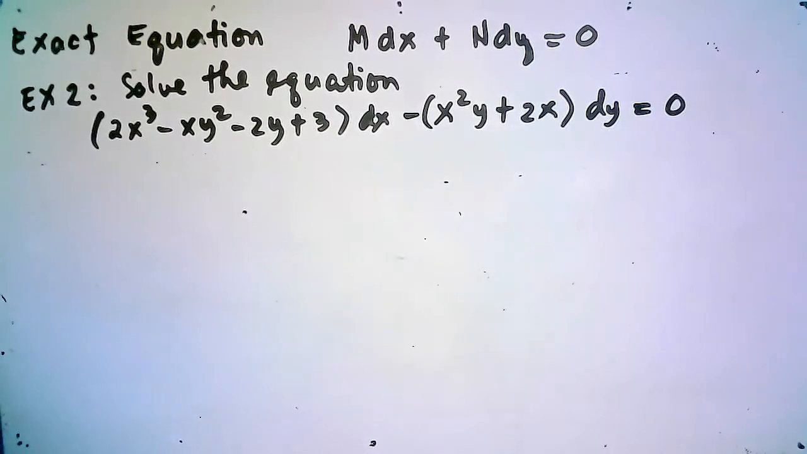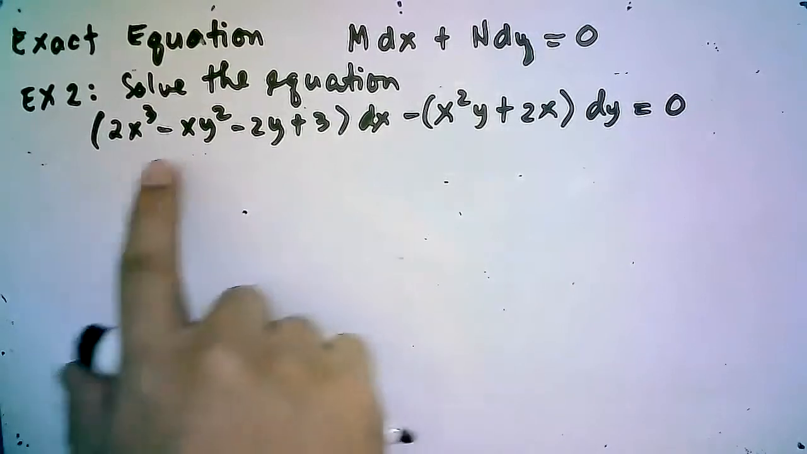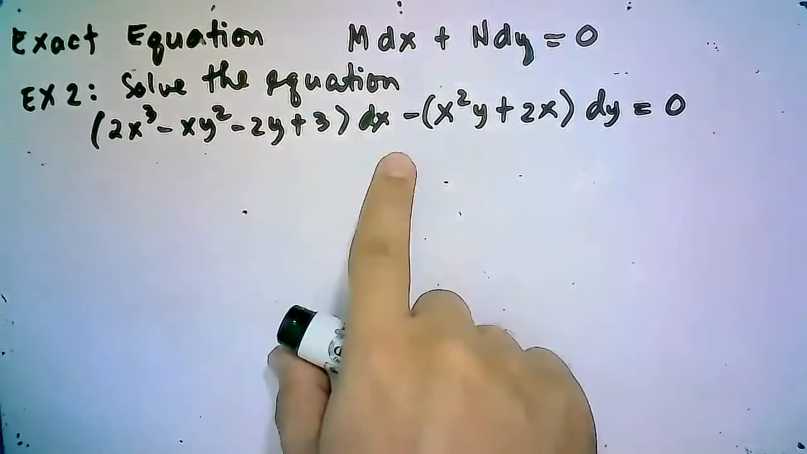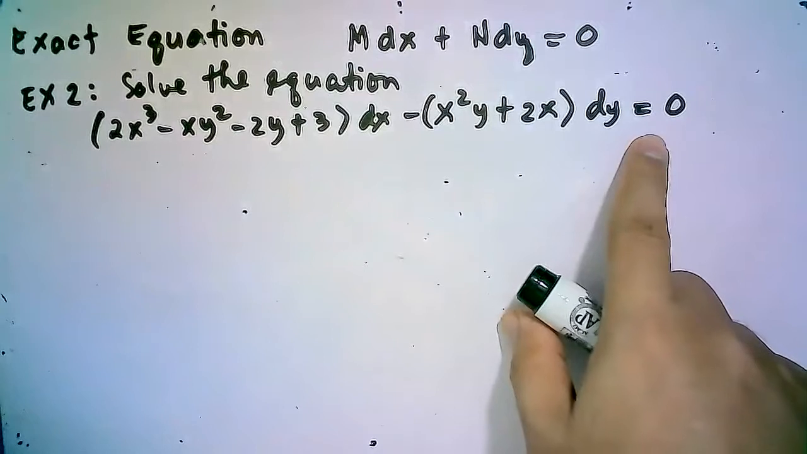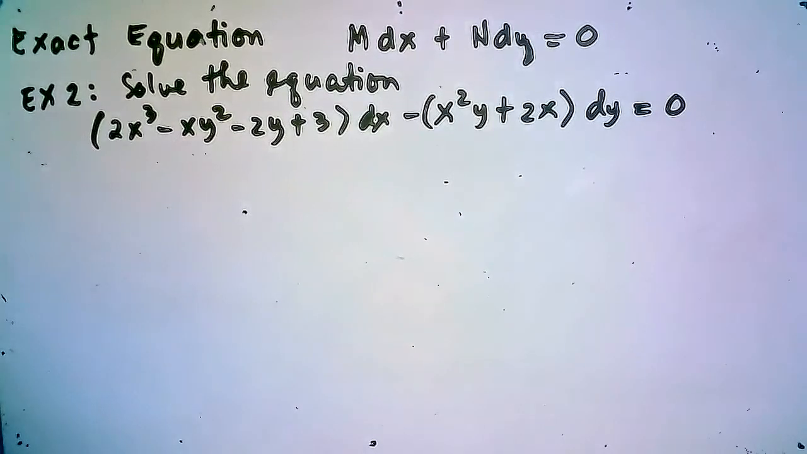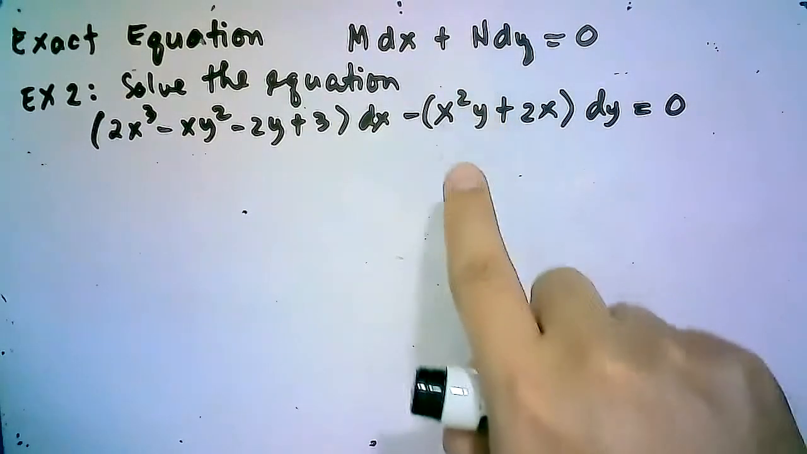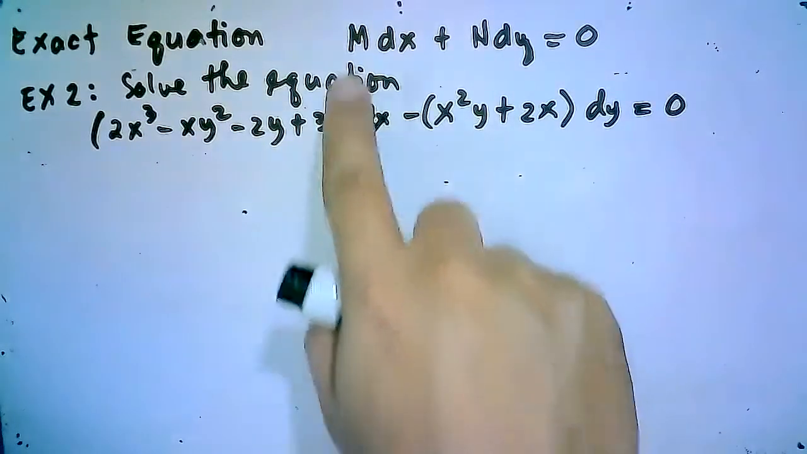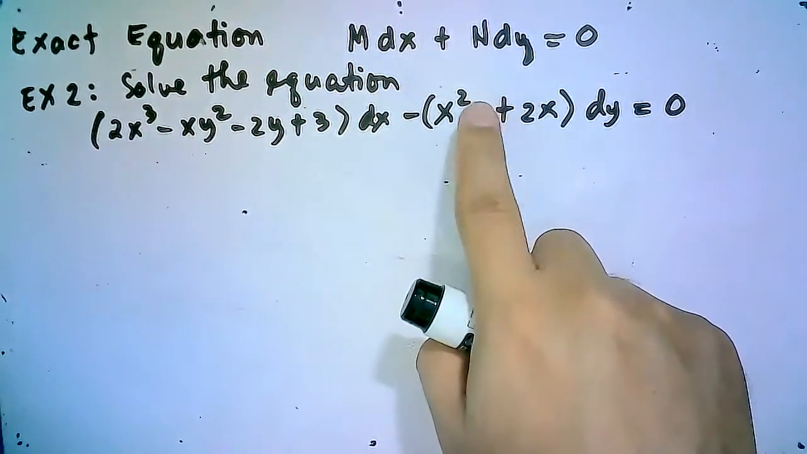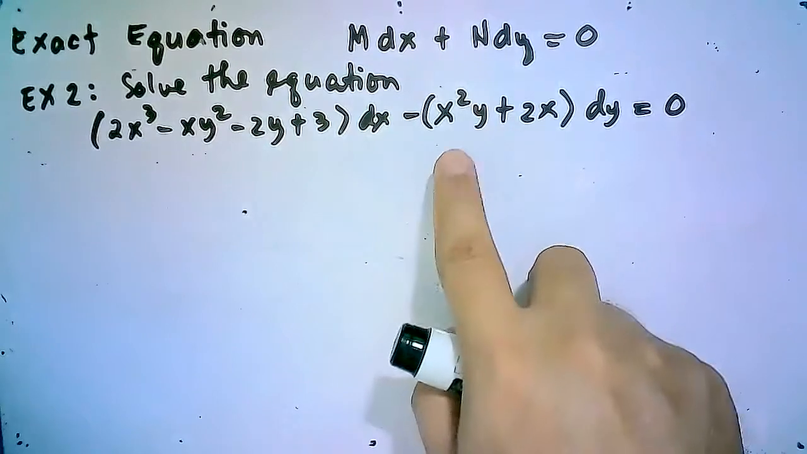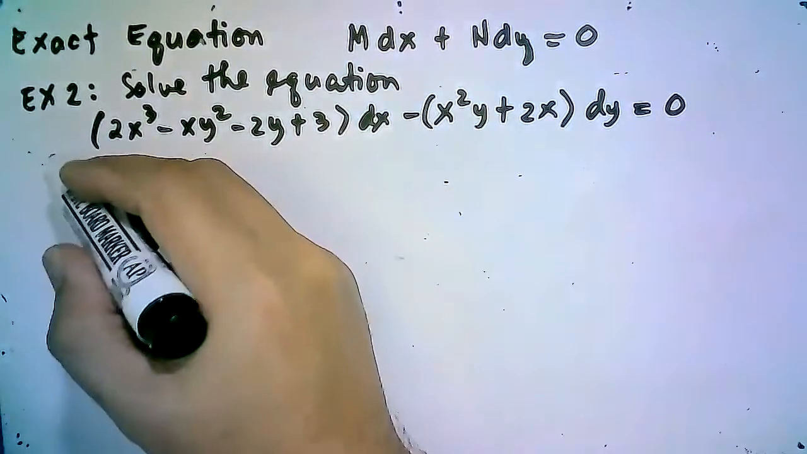Okay, we have here another example for solving exact equation. Now, we have to solve the equation (2x cubed minus xy squared minus 2y plus 3) dx minus (x squared y plus 2x) dy is equal to 0. Now we have to identify what is our M and what is our N. For this case, it follows this format, and we know that M is the partner of dx, so this will be our M, and N is the partner of dy.